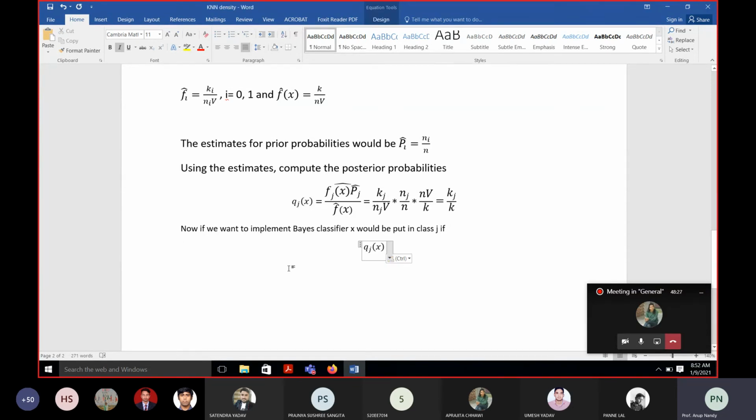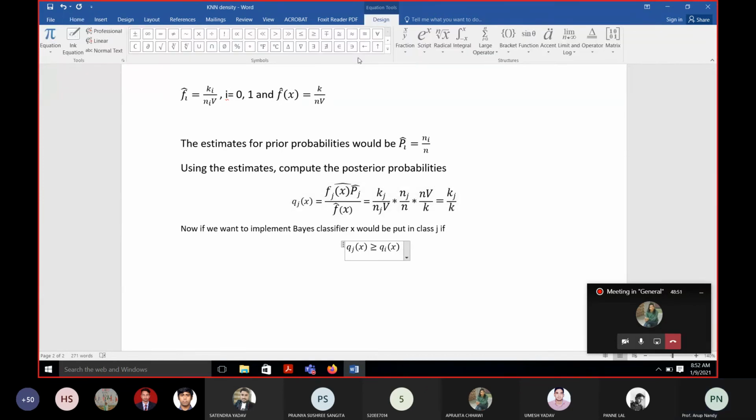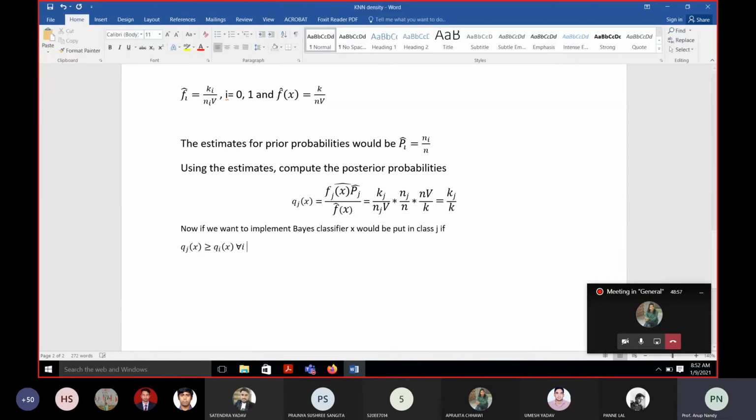Which implies that now, if you just recall the Bayes formula, the posterior probability that we have already seen, Qj(x) is greater than or equal to Qi(x) for all i, which implies that kj is greater than or equal to ki.